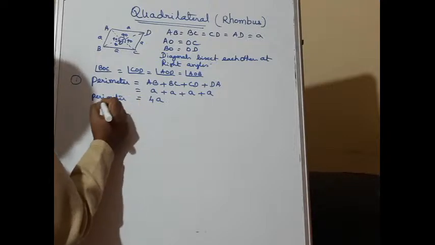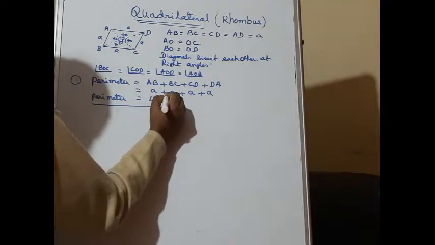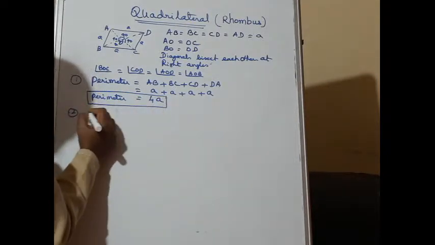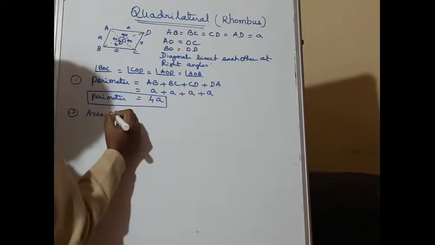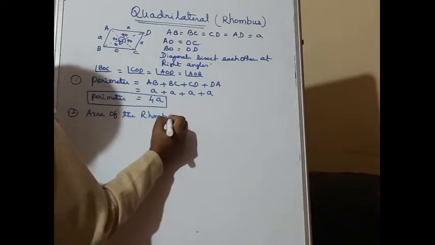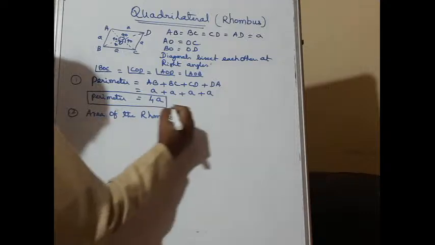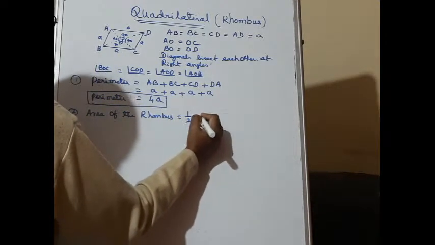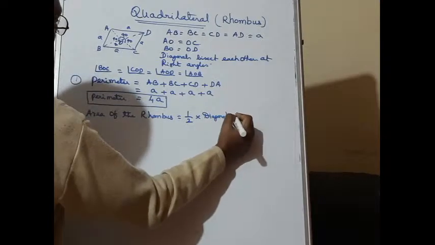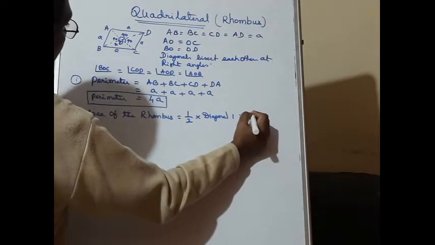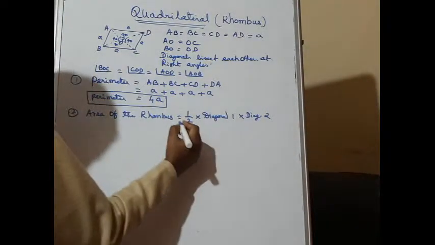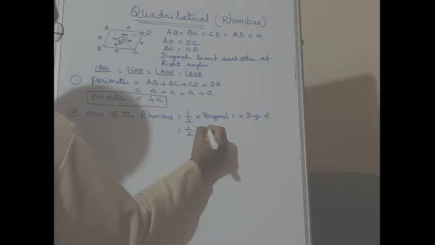But the area of a square is different from the rhombus. Next, write the area of the rhombus equal to half into diagonal 1 into diagonal 2. D1 and D2. So put it equal to half into AC into BD.